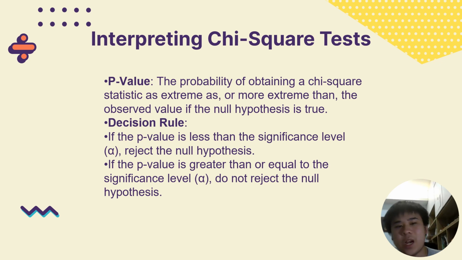Now, interpreting chi-square tests. The p-value is the probability of obtaining a chi-square statistic as extreme as or more extreme than the observed value if the null hypothesis is true. So how do you decide? Same thing here. If the p-value is less than the significance level, you reject the null hypothesis. If the p-value is greater than or equal to the significance level, you do not reject the null hypothesis.